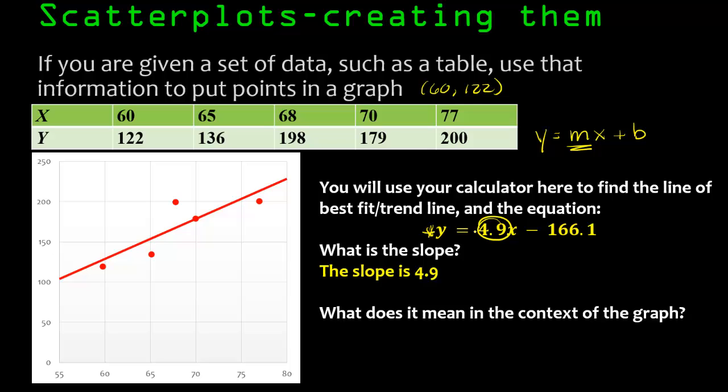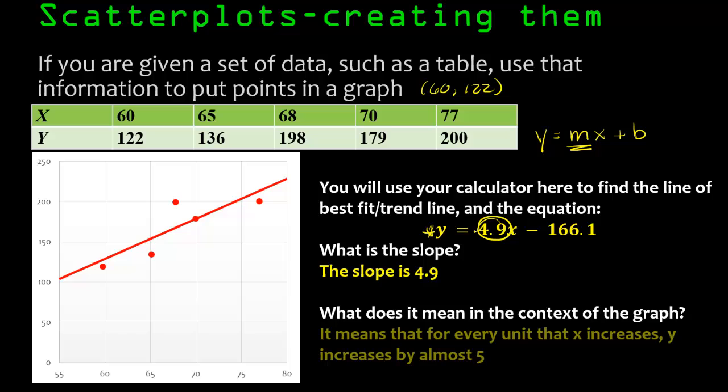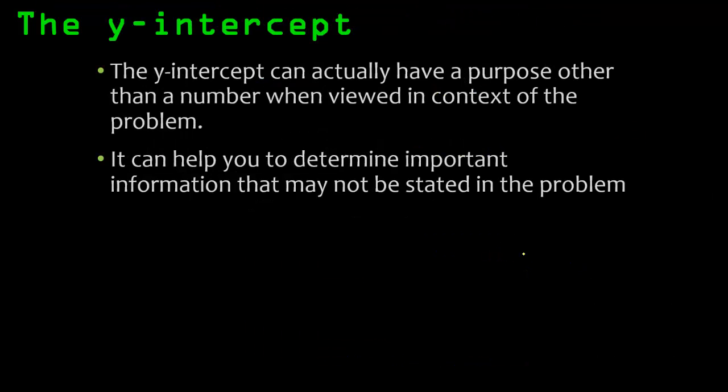Now, what does it mean in the context of the graph? Well, it means that for every unit that x increases, y increases by almost 5. Because remember, if we were to round this up, it would be about 5 over 1. This is your y, and that's your x. So for every 1 that x increases, y goes up by 5. If it was like 2 over 3, you'd say for every 3 that x increases, y would increase by 2. All right? So that's what that means.